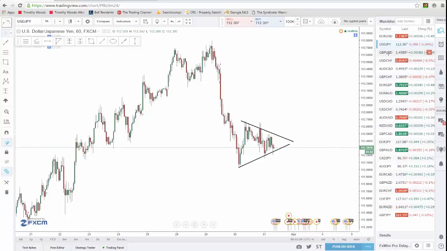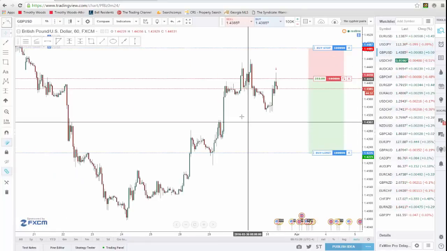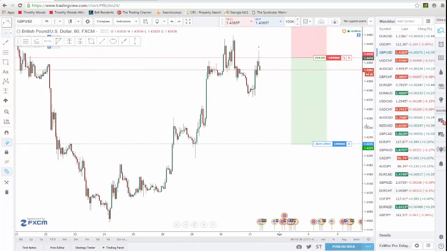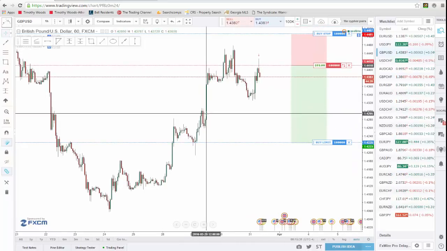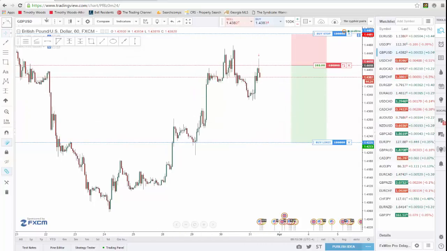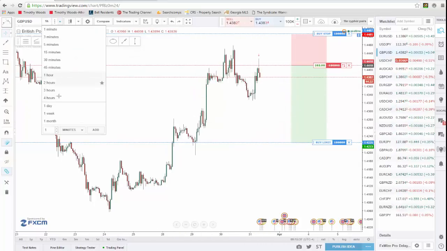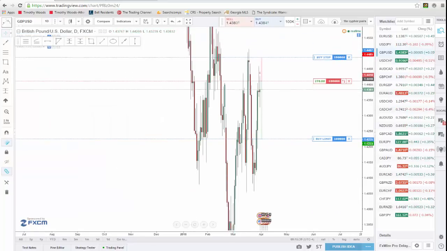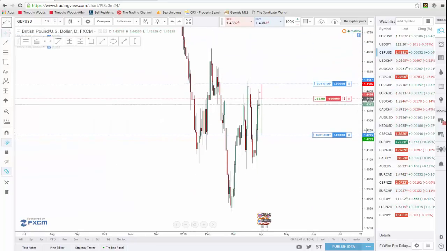Next, we'll look at the pound dollar. We actually have a trade on the pound dollar, and I'll take you through a little bit of the analysis that we did in order to get involved in this trade here. First off, we'll start off on the daily chart. Whoa, that's ugly. Let's zoom out a bit.